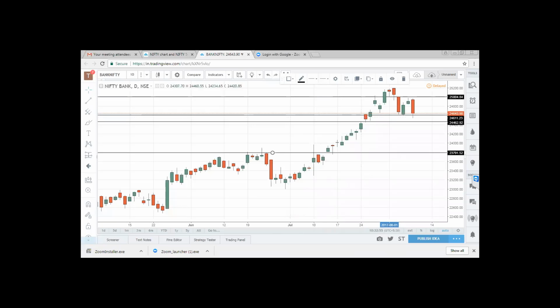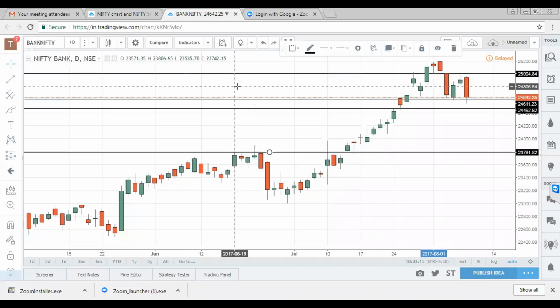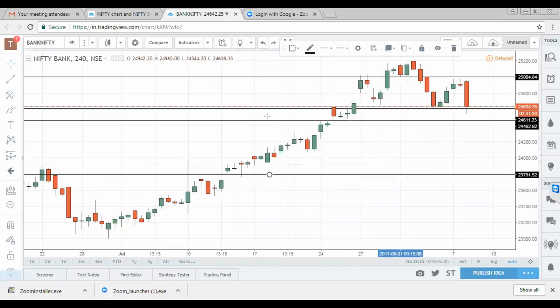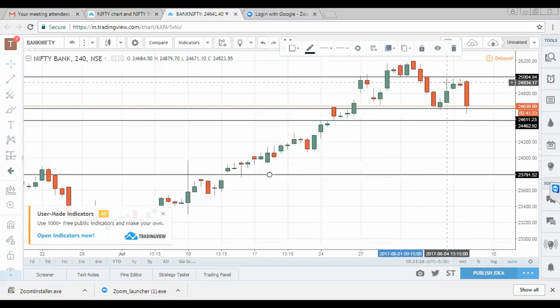Okay, so this is for your Bank Nifty. Fine. Now let's go inside Bank Nifty and see. So let's take 4-hour view as to where Bank Nifty is. Right, so it is showing you the same pattern. It has not gone beyond this and it is reaching down, trying to reach at the support level.